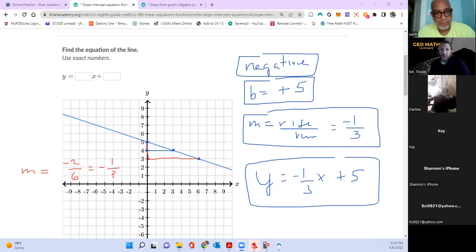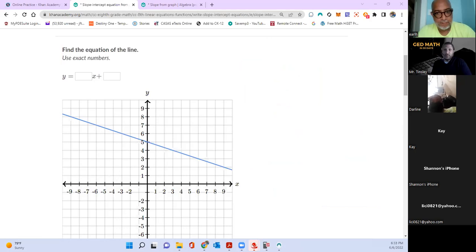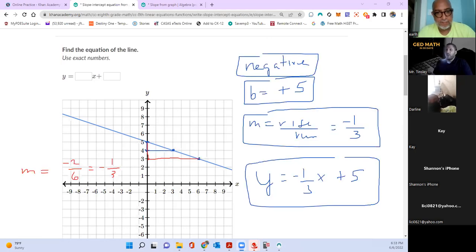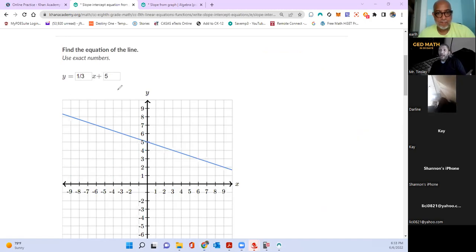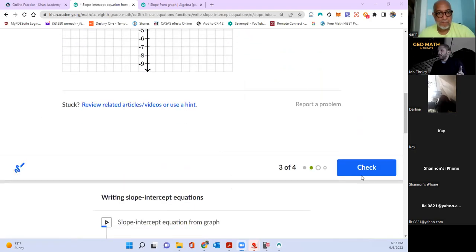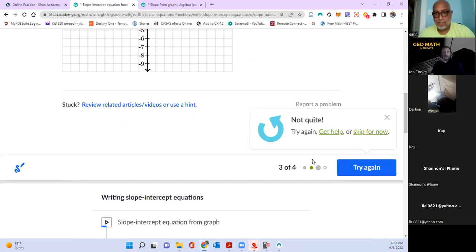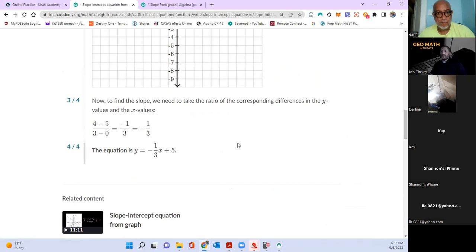Now, this is what I wanted to show you. This is the beauty of Khan Academy. Say I type my answer in as 1/3 x plus 5, but I get it incorrect. Let me clear the screen. So I put it in incorrectly. This is one of the things I like about Khan Academy. So I'm gonna check my answer. I purposely inputted it incorrectly. It says not quite. You can say, okay, let me try it again, or let me get help. And look what it does.